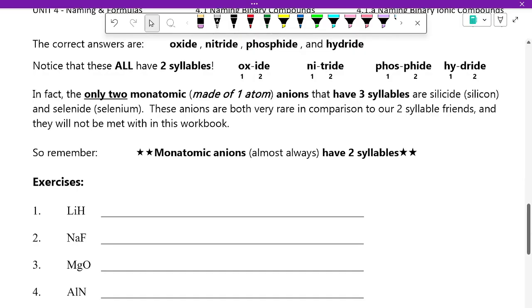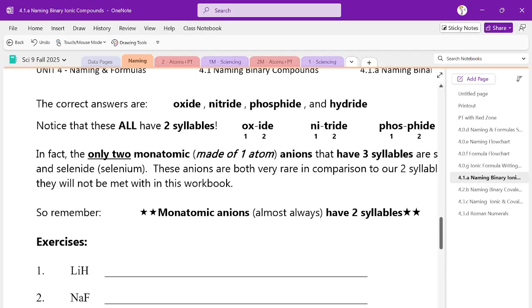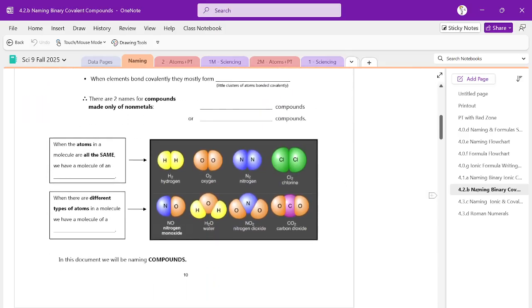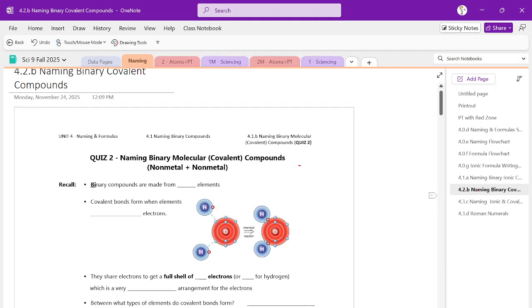We're just not going to worry about the rest of that. There is some practice here. We're not going to do that right now. We are going to move on to binary covalent compounds, which is on page 10. Do you want me to go back? No, that's good. Okay.